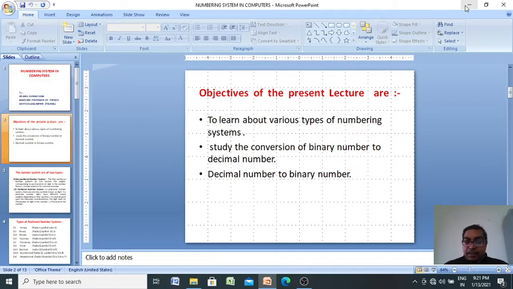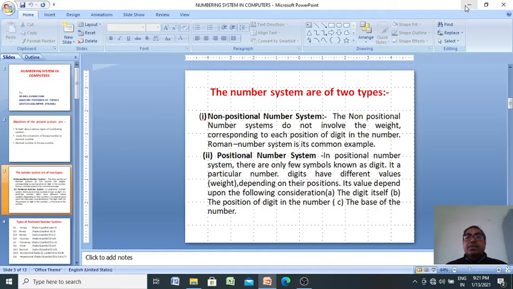Okay. First, let us define the numbering system. There are two types of numbering systems. Non-positional number systems, in which the position of a digit is not defined, and second, positional number systems, where every digit has a defined position. That means non-positional number systems are those which do not involve the bit corresponding to each position or digit in the number. The Roman number system is a common example.